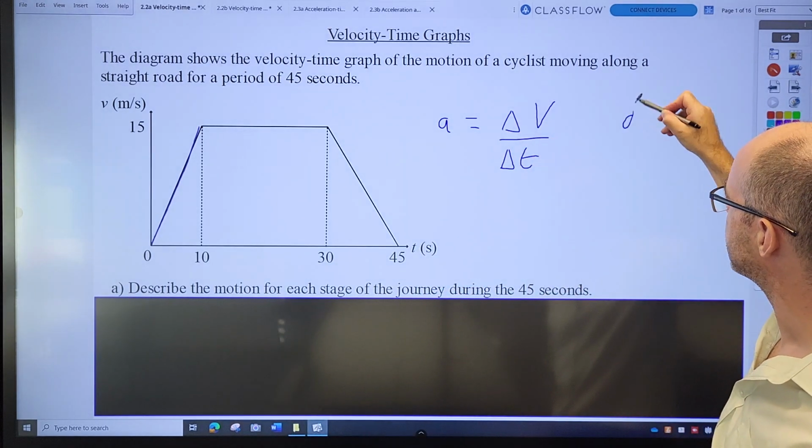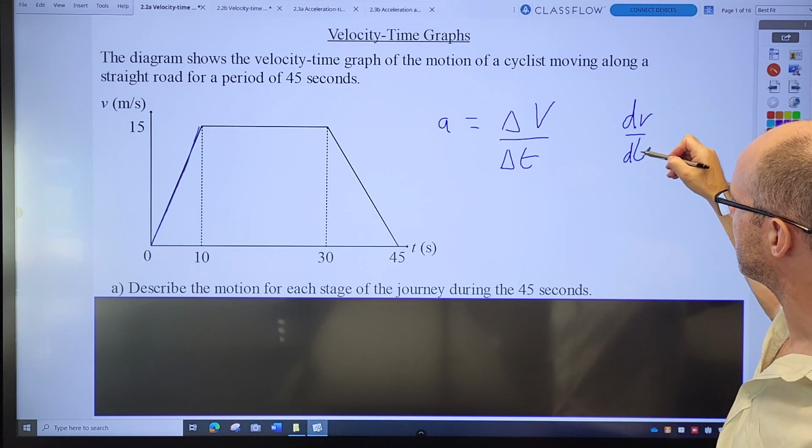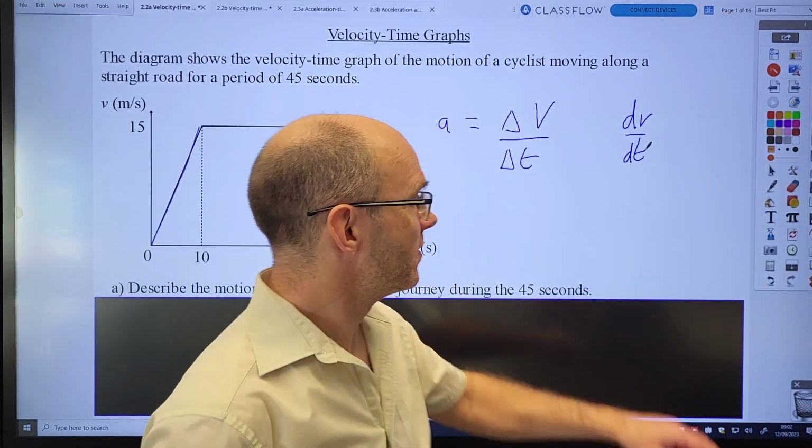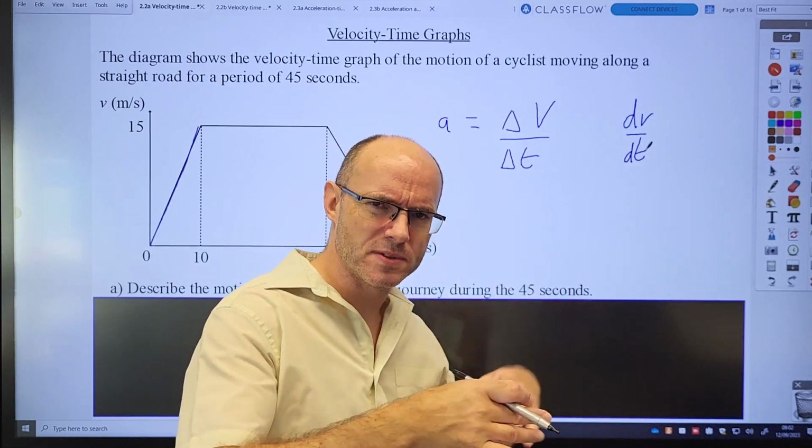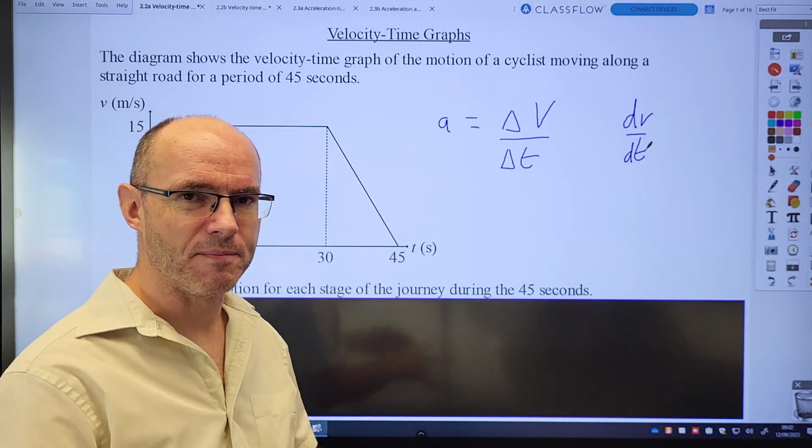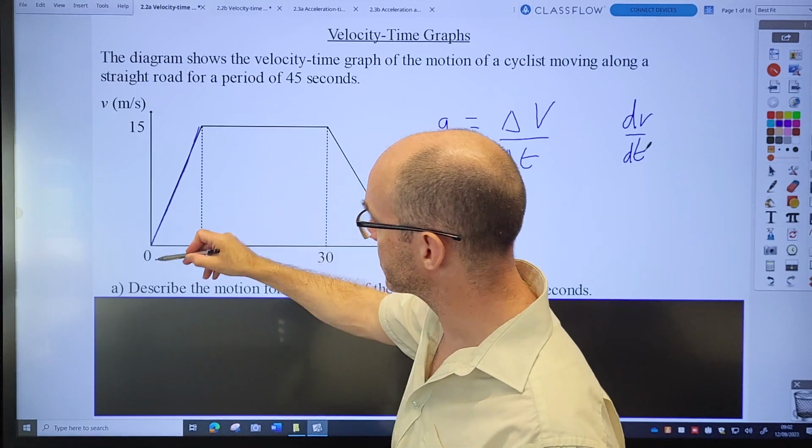You can actually write that as dv/dt, okay? So a bit of a calculus thing there. The deltas originally become dv/dt when you take the limits and so on. I'm not going to get into that. But essentially what you do is you find the gradient, don't you?